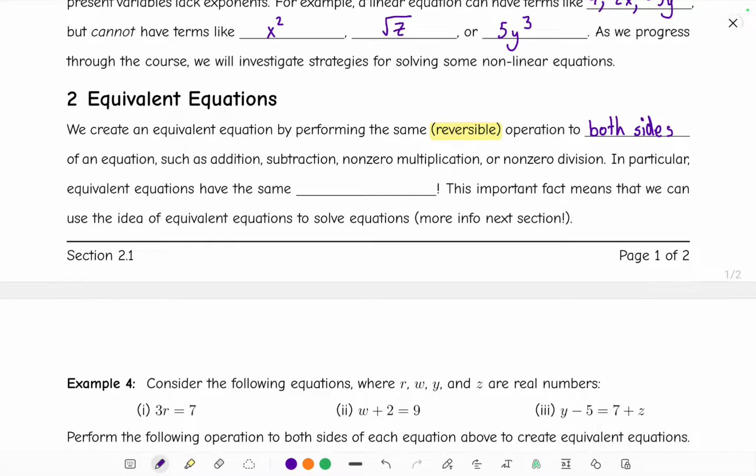In particular, equivalent equations have the same solution set. This important fact means that we can use the idea of equivalent equations to solve equations. More info in the next section.